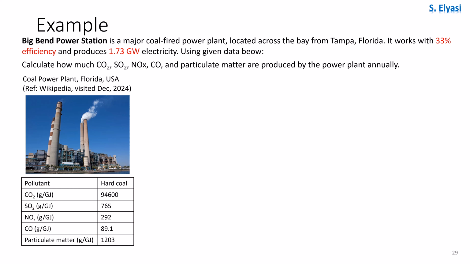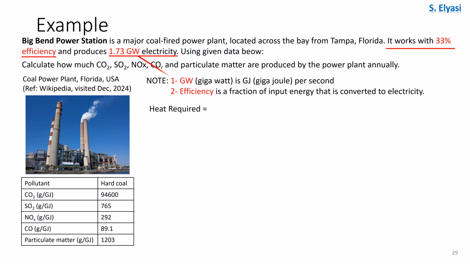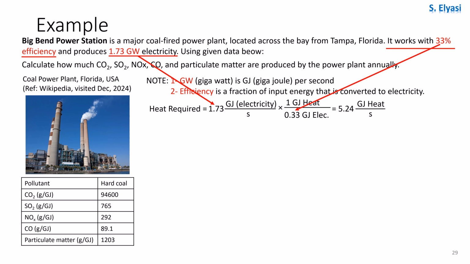To determine the power required to generate 1.73 gigawatts, or gigajoules per second, we use the plant's efficiency. I have laid out the units clearly to simplify the calculation. Remember to cancel out the units step by step to arrive at the correct unit for the final result.